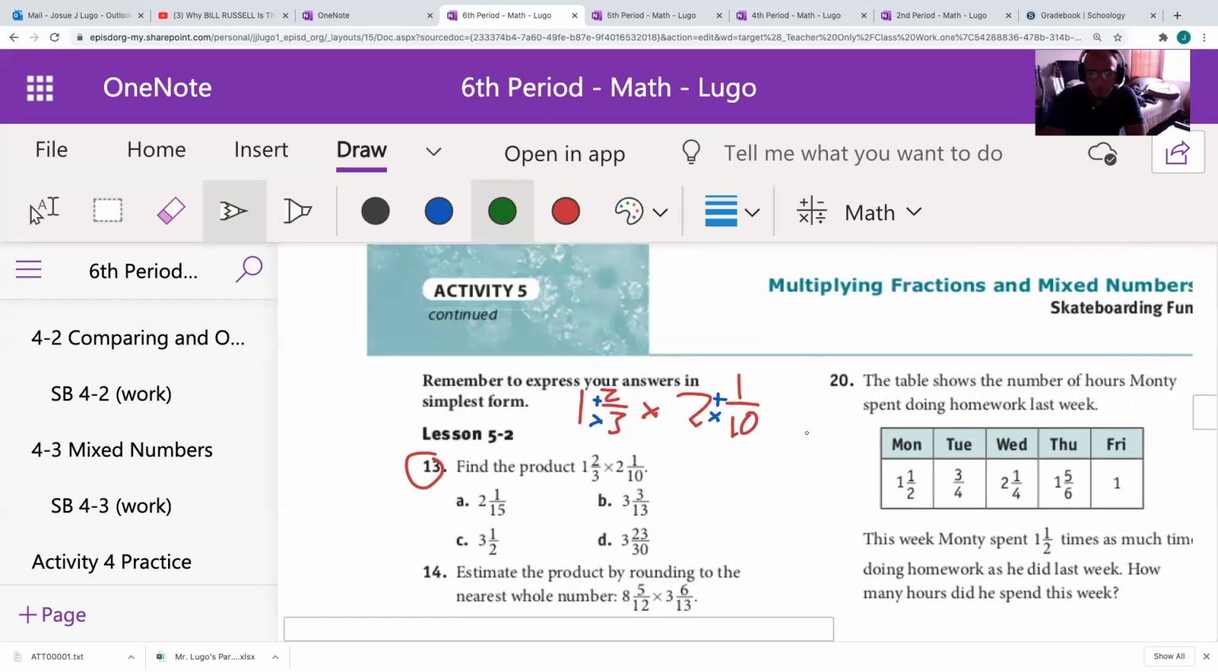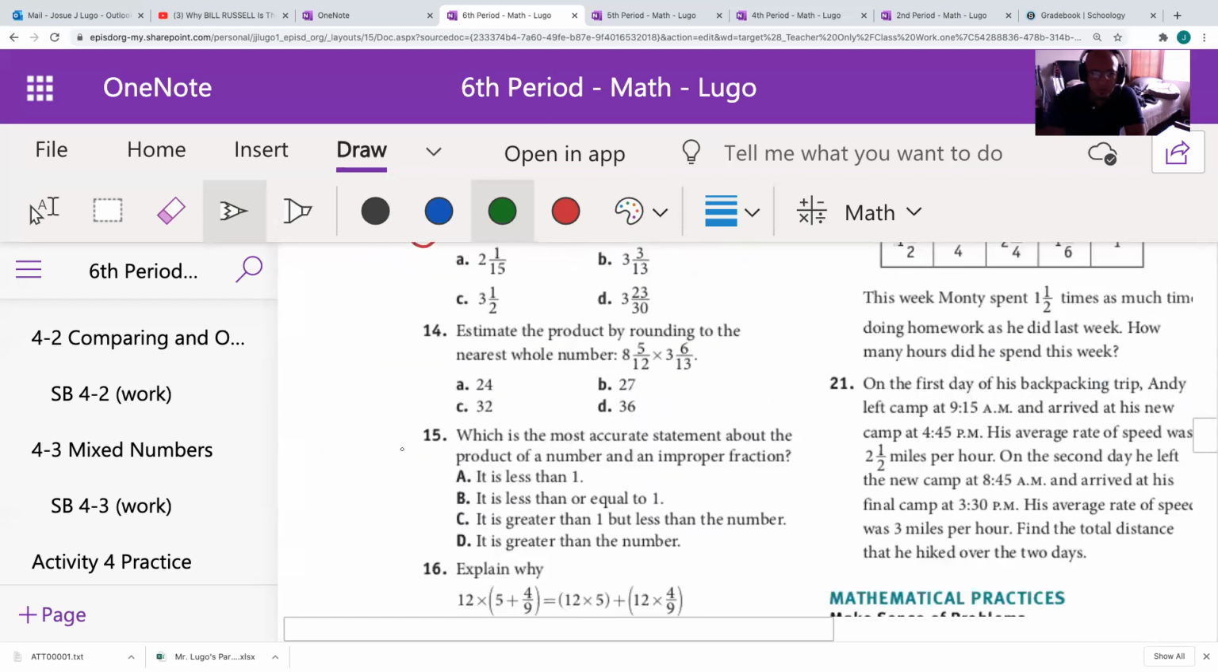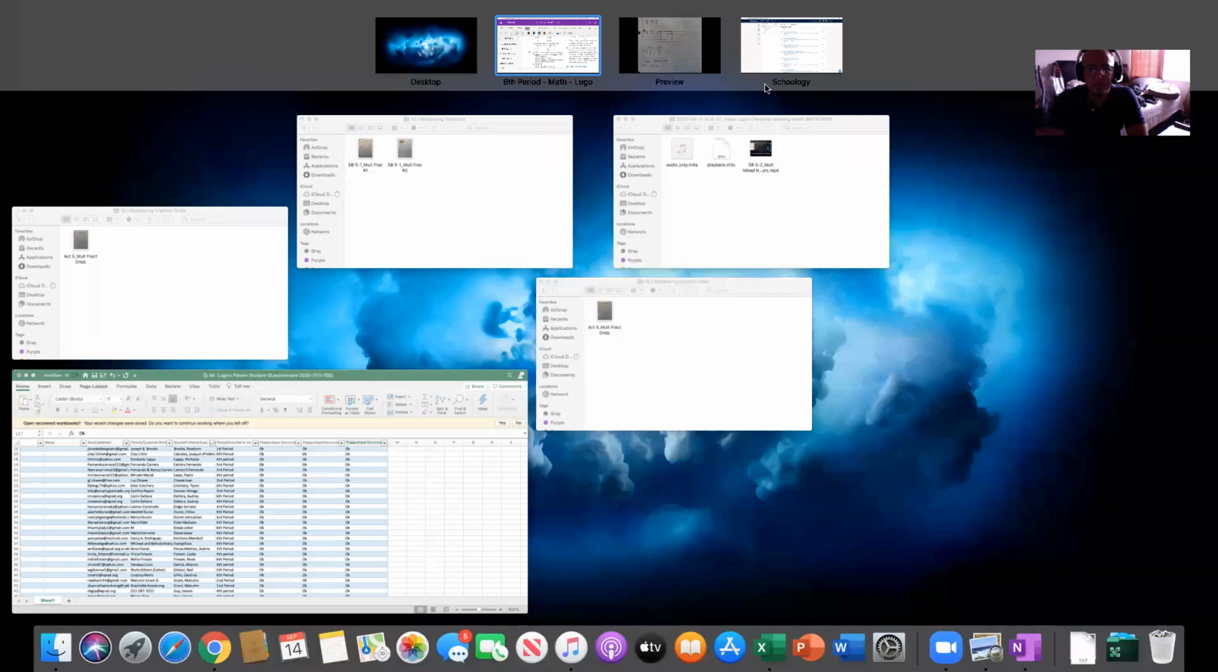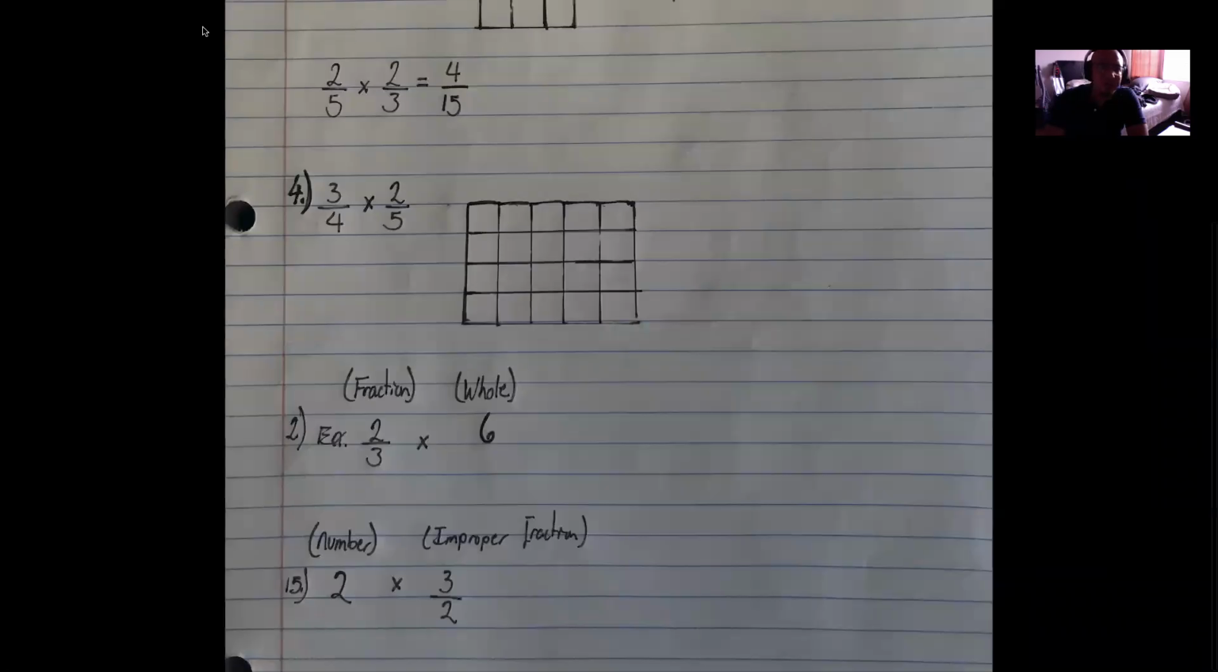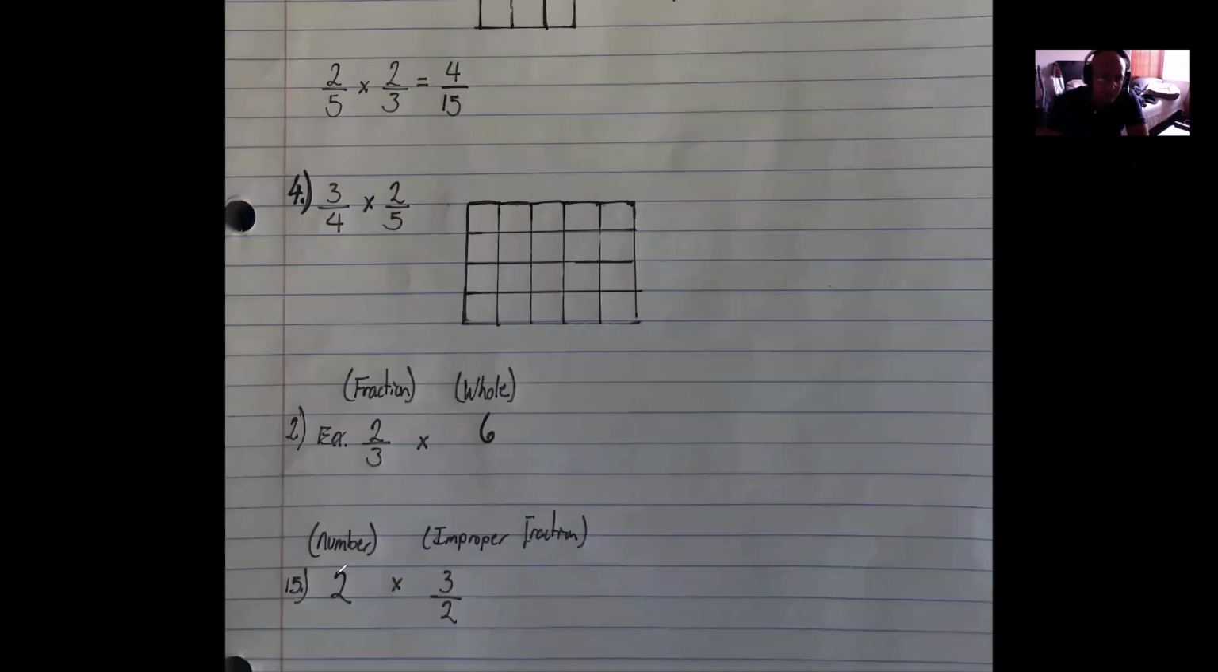And number 15 reads, which is the most accurate statement about the product, again, we're multiplying, of a number and an improper fraction? A number and an improper fraction. So now the numerator is going to be larger than the denominator. Larger than the denominator. So let me go over here. Now let's do number 15, and notice how I've already picked out a number, that number being the number 2.